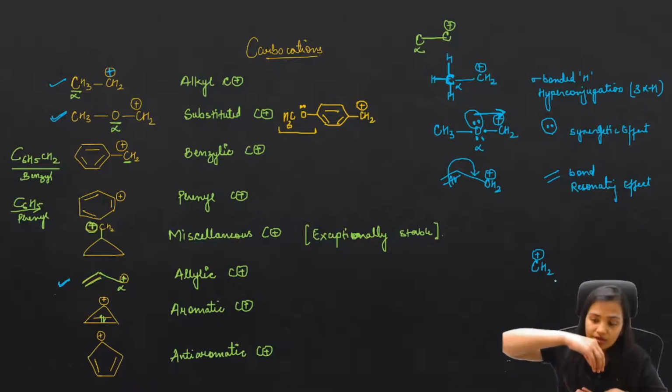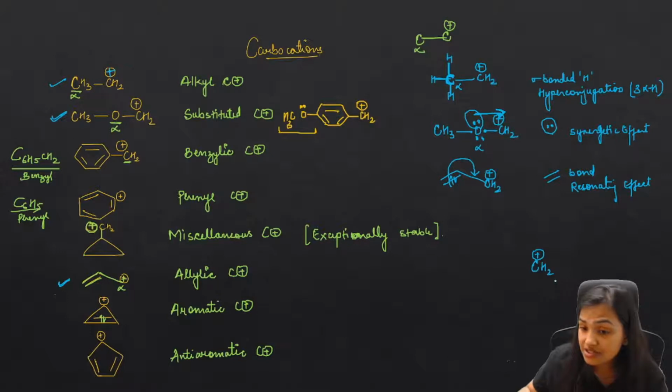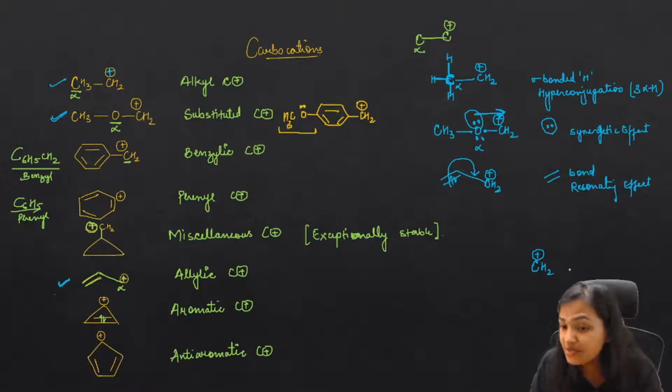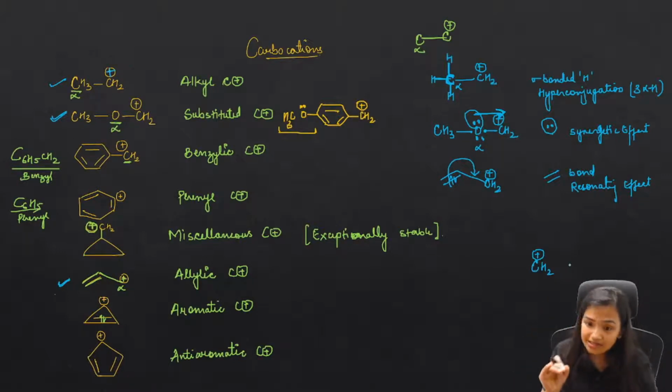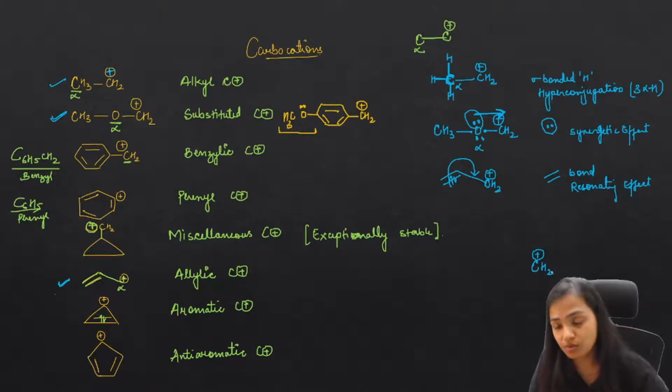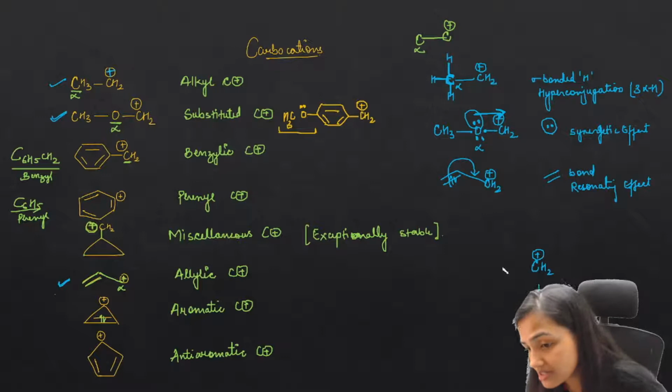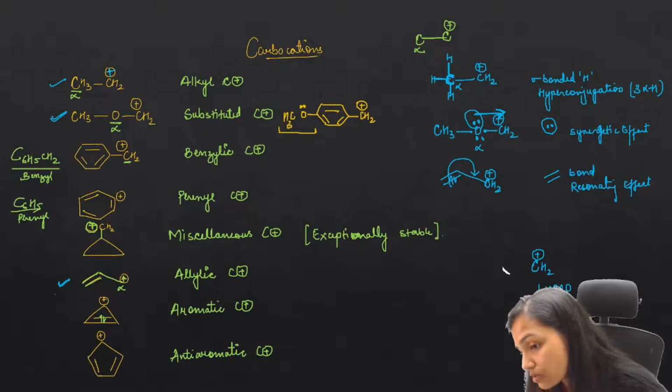So what I want to make you understand is that the carbocation, which is asking for the electron, is basically lower in its energy. The energy of that particular carbocation has to be low. So the carbocation is in its lowest state. That is, this is the lowest unoccupied molecular orbital.